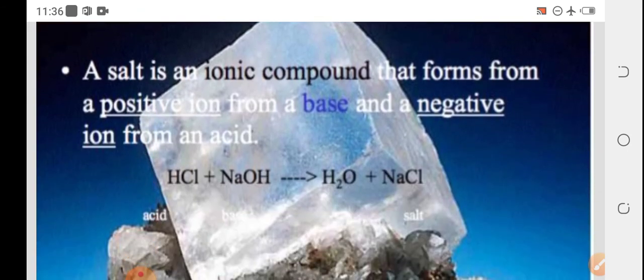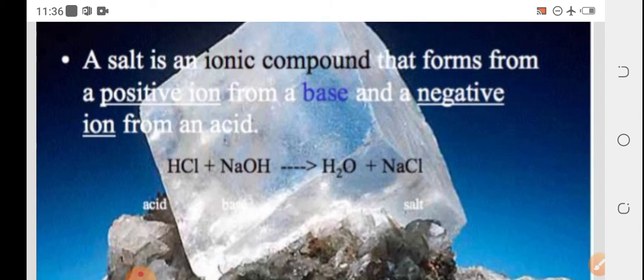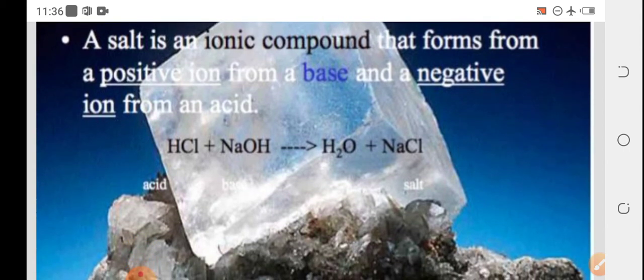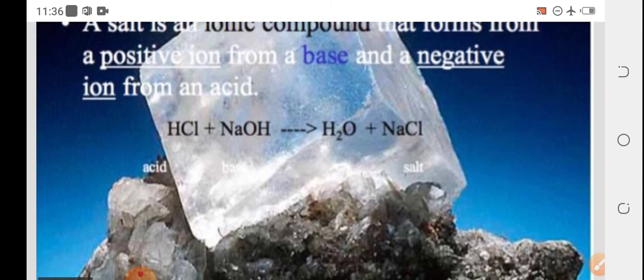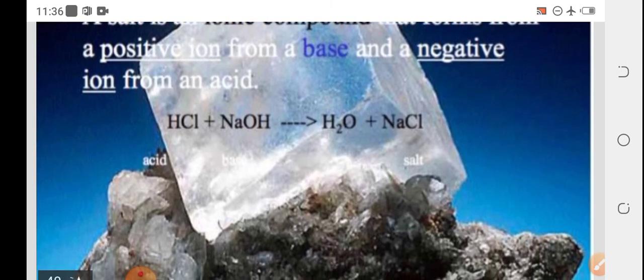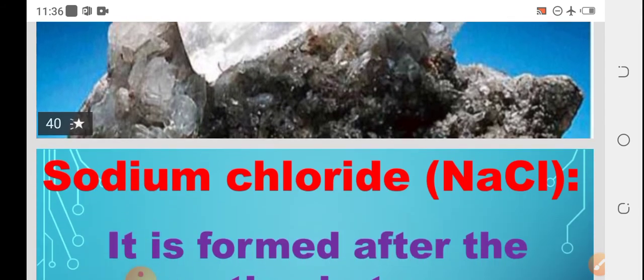What are salts? A salt is an ionic compound formed from the positive ion of a base and the negative ion of an acid. So you can see H plus Cl minus. HCl is hydrochloric acid, it is an acid, and sodium hydroxide is a base. When these two are mixed together, water and sodium chloride are formed. Here sodium chloride is called a salt.